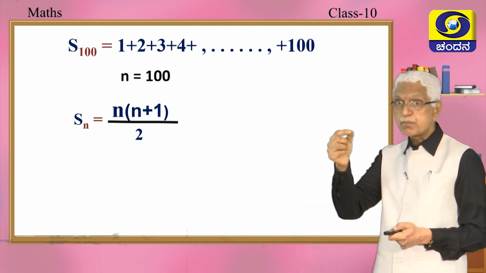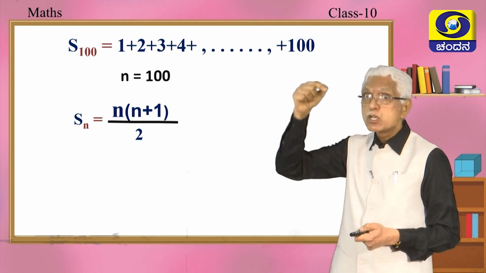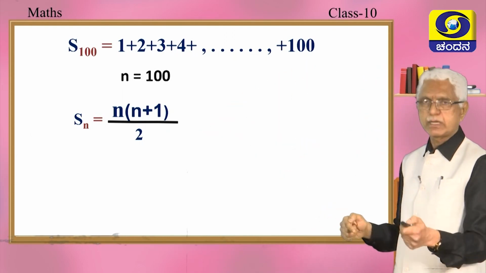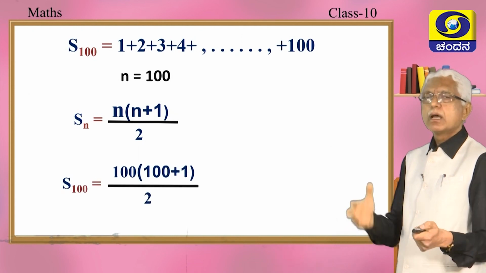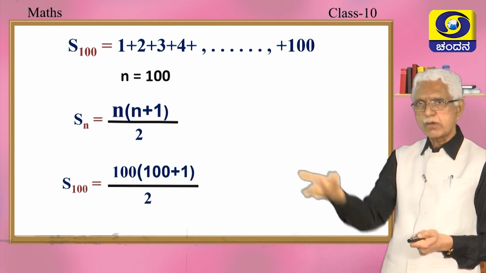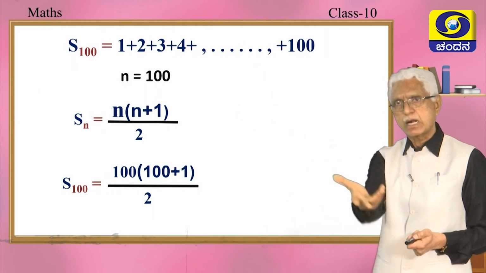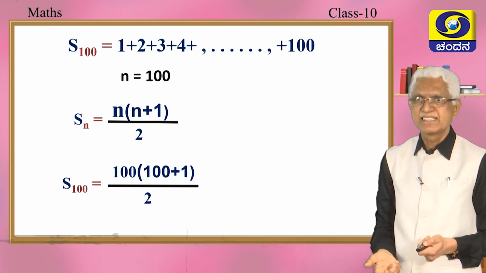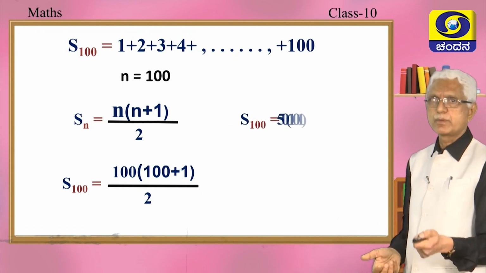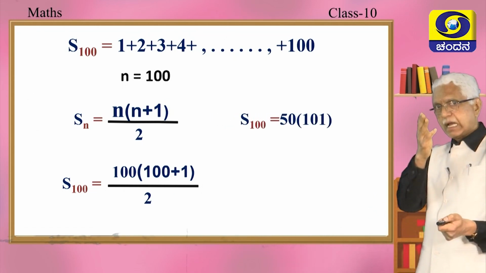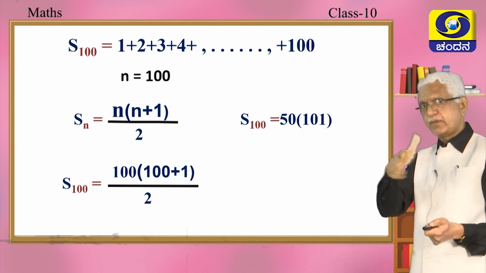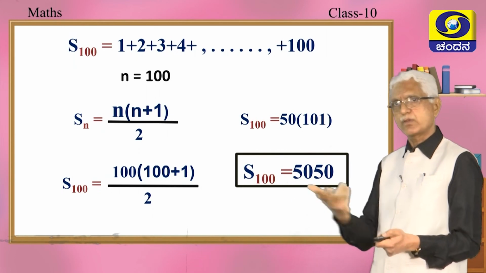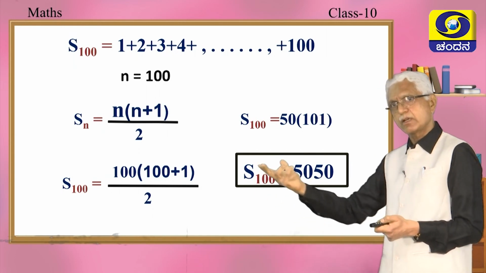Because it is the sum of natural numbers starting from 1 to n. So, Sn is equal to n into n plus 1 by 2. In place of n, what do you substitute? You have to substitute 100 because there are 100 terms, 100 into 100 plus 1 by 2. This is the formula you derived, correct? 100 is divided by 2, you get 50. 50 into 100 plus 1 is 101. 50 into 101 is 5050. Therefore, the sum of first 100 natural numbers is 5050.